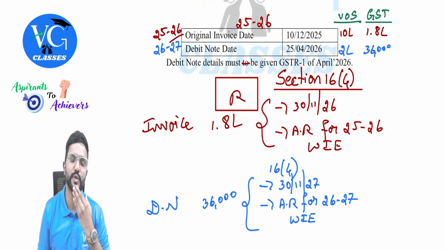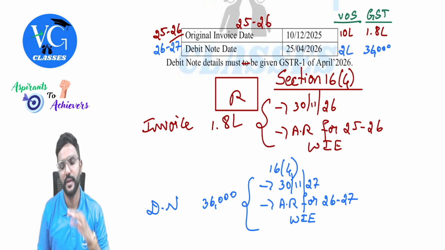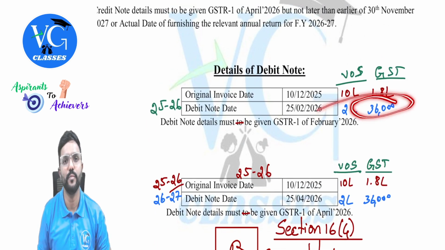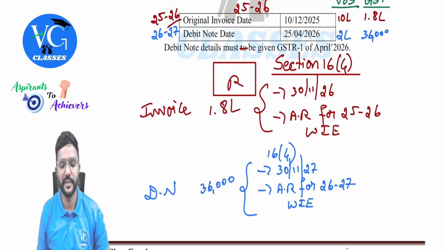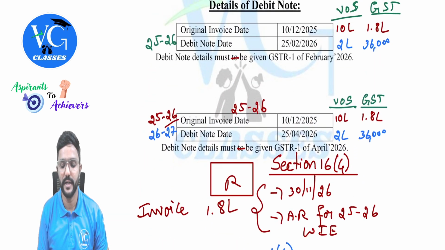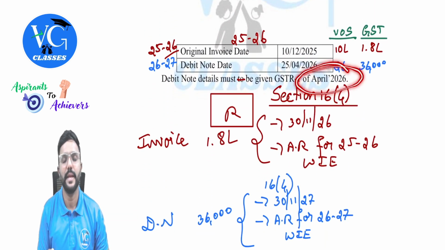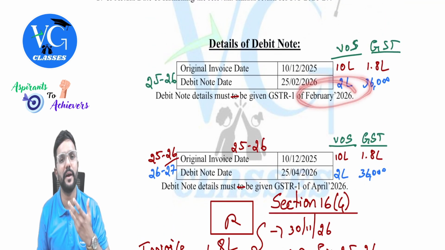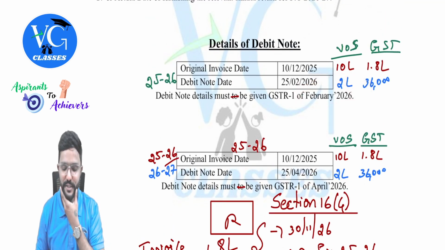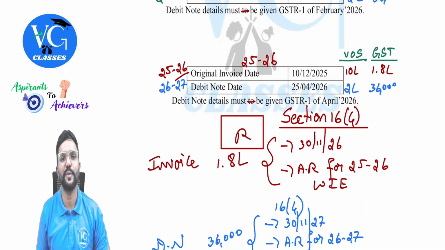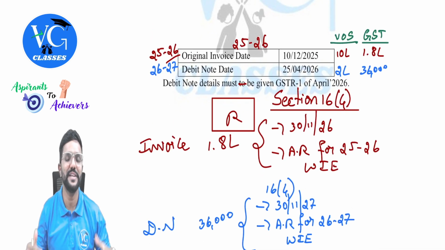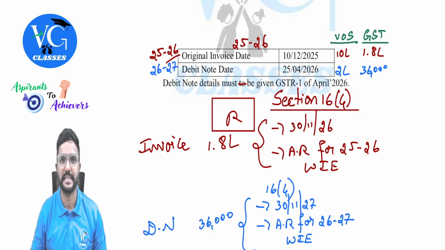Can I give it later? No, sorry. And you have to pay 36,000 more now. Here also, you have to pay 36,000 more. Got it? For which month, sir? Here it is for February, and here it is for April. So for February, you need to pay on or before 20th of March, whereas for April, it is on or before 20th of May, guys. Assuming the person is following monthly returns as per section 9.